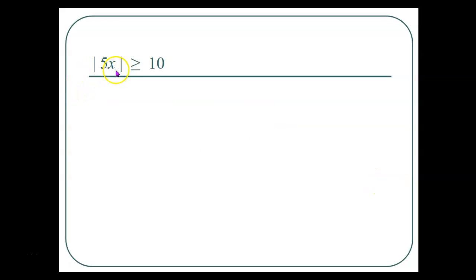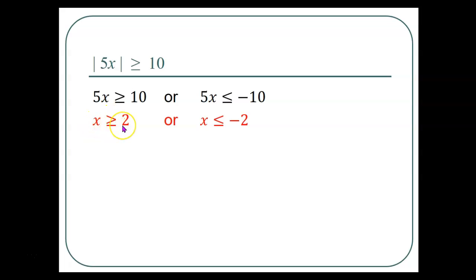Next example, absolute value of 5x is greater than or equal to 10. The rule says to write this as the expression 5x greater than or equal to the positive number 10, or the expression 5x is less than or equal to negative 10. So 5x is greater than or equal to 10, or 5x is less than or equal to negative 10. Now to solve, I would divide both sides by 5, and I get x is greater than or equal to 2, or x is less than or equal to negative 2.